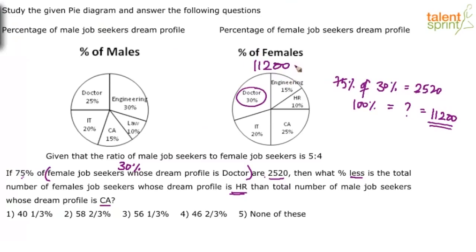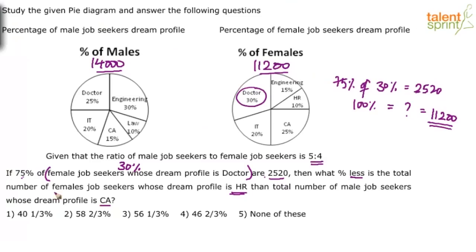Now this is the total number of females. What is the total number of males? You can find out based on the 5:4 ratio. So 4 parts is 11,200. 5 parts equals to what? 4 parts is 11,200, means each part will be 2,800. So 5 parts will be 2,800 into 5. This will be 14,000. So now we know the total number of males is 14,000 and total females 11,200.